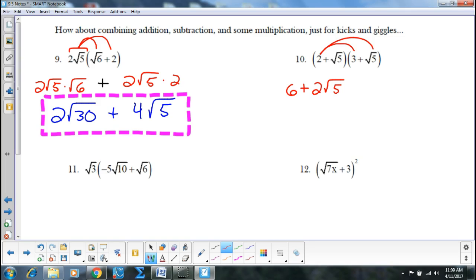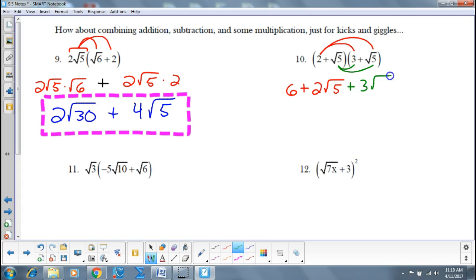Then what? Got to distribute the square root of 5 then, right? So then that would be plus 3 square root of 5 plus square root of 5 times the square root of 5.